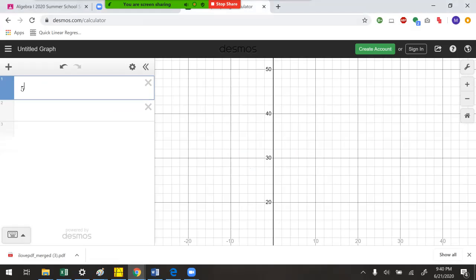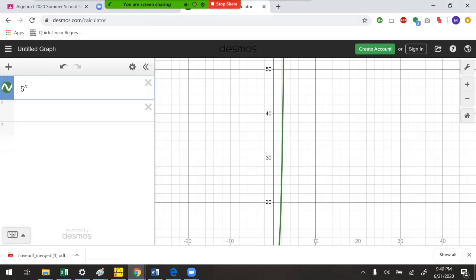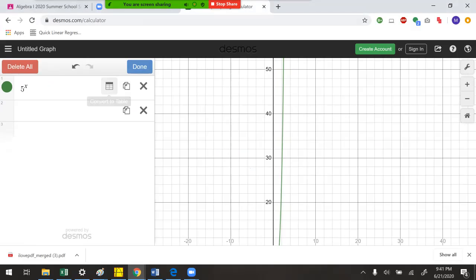Okay, 5 to the power of x. There's your exponent. And actually what we can do is equals 50,000. Or we can actually just use the table for this. You're going to click on the circle thing. Okay, let's go back to this. You're going to click on settings, the little crank wheel thing, and you're going to click on table.